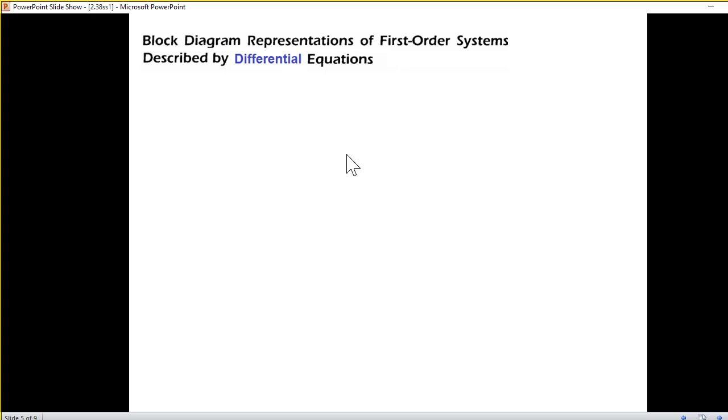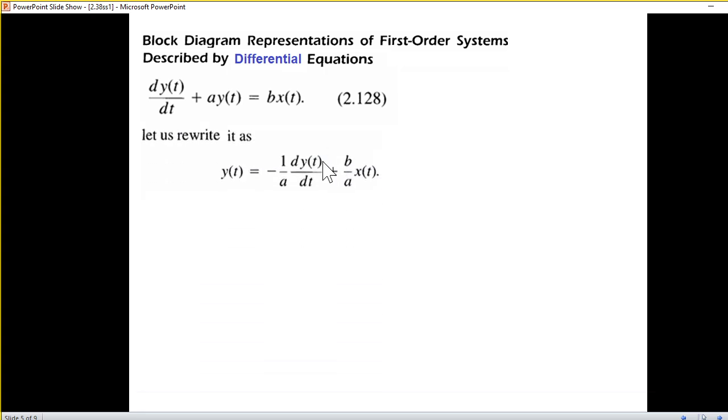Now we go to the differential equation, first order differential equation. This is the first order differential equation. From here, we'll try to write y(t). And to write this y(t), we divide by a. So first of all, we keep it on the left hand side. This one goes to the right hand side and then divide by a. So we get this equation. I hope you can do this.